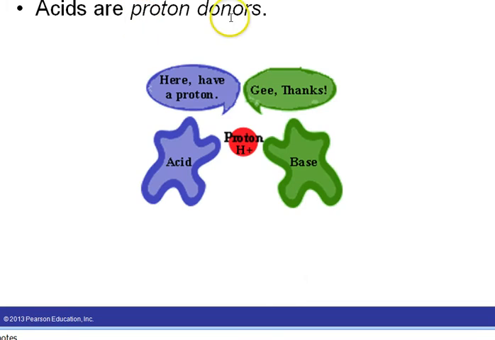Okay, let's keep going. Acids are proton donors. Write that down. Acids are proton donors. See this super awesome cartoon I found for you? Here, have a proton. Base. Gee, thanks. There's the proton. Acids give away protons. Bases take them.